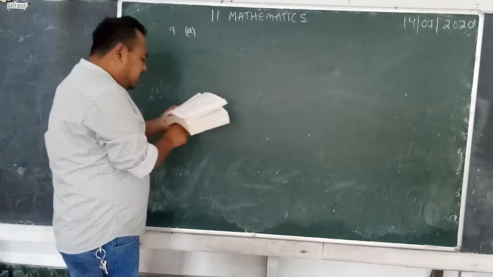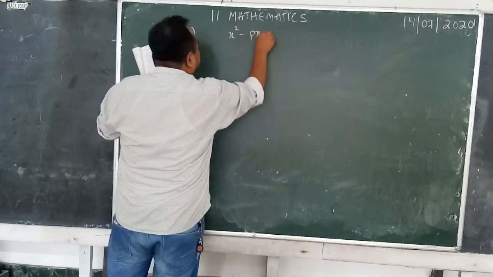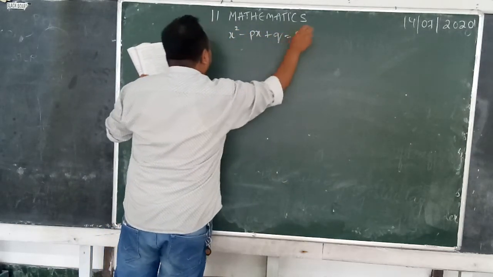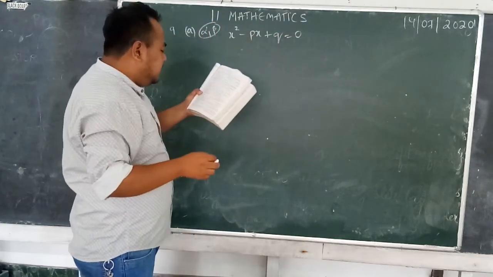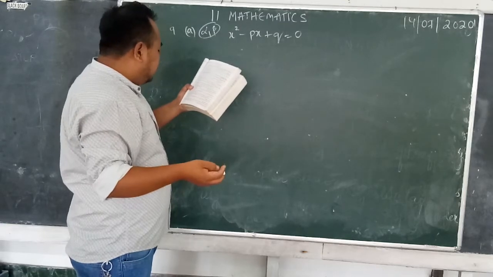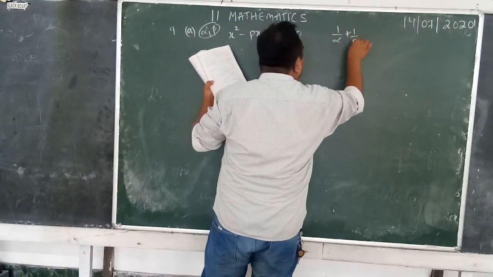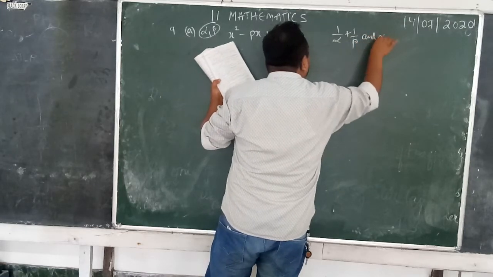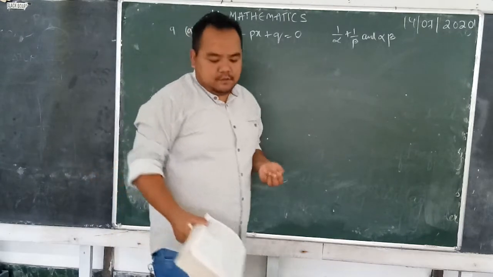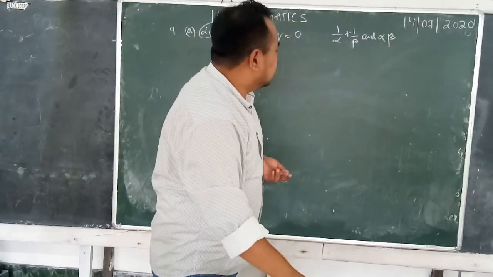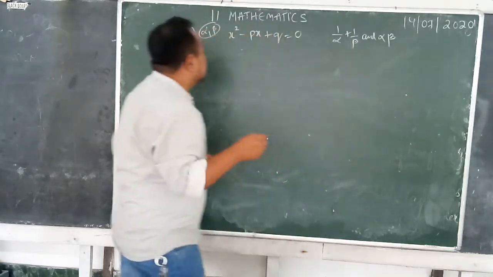The question is, if alpha and beta are the roots of the equation x square minus px plus q equal to 0, so this is the equation and they have said that alpha and beta are the roots of this particular equation. Is that clear? Now I have to form an equation whose roots are 1 by alpha plus 1 by beta and alpha beta. So did I tell you this is type 1, where you have to find the equation when roots are given. So this is the first and this is the second root. Is that clear? So how do I start?